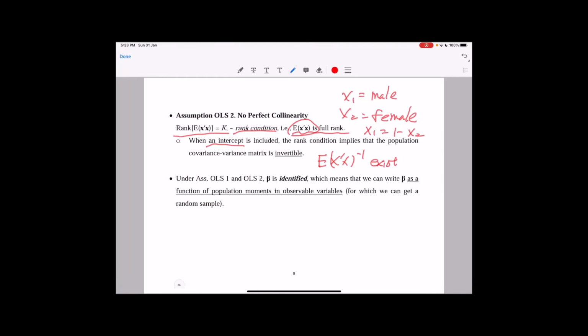Okay. So under assumption 1 and assumption 2, beta is identified, which means that we can write beta as a function of population moments of observable variables, in this case x and y. Because we can always get a random sample from observable variables, we need to be able to write beta as a population moment of x and y, so we can draw a random sample on x and y and estimate that.